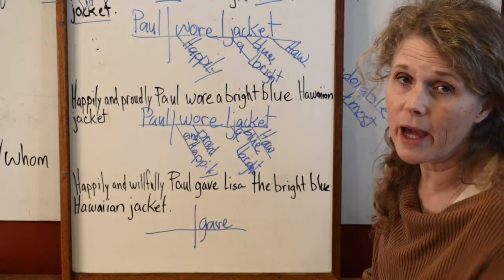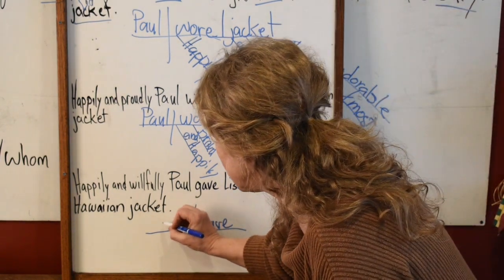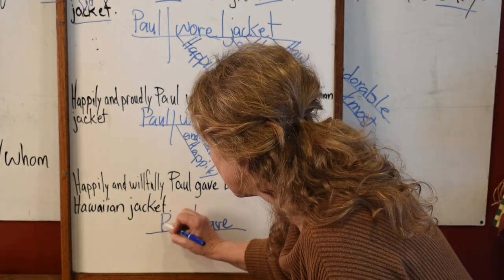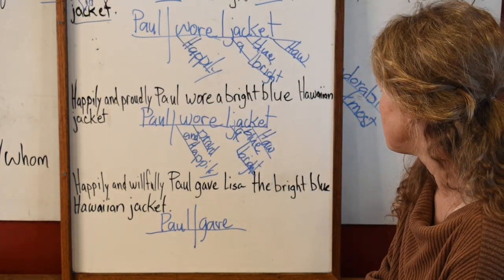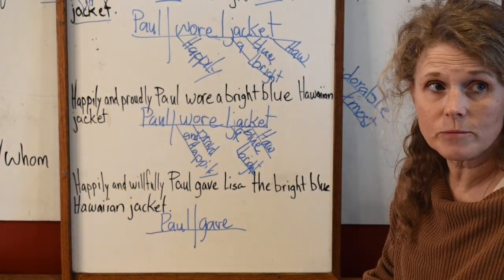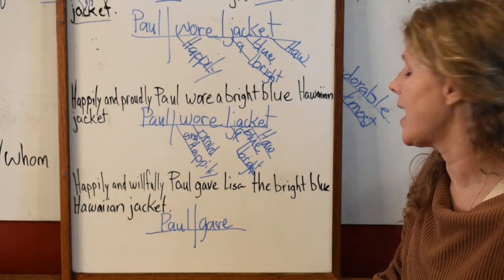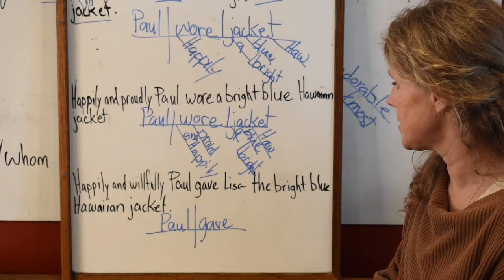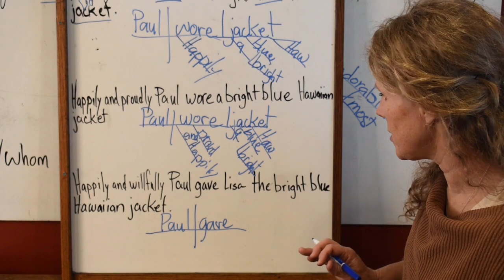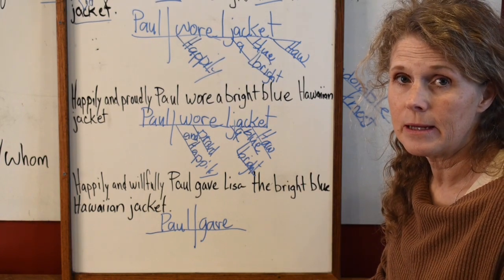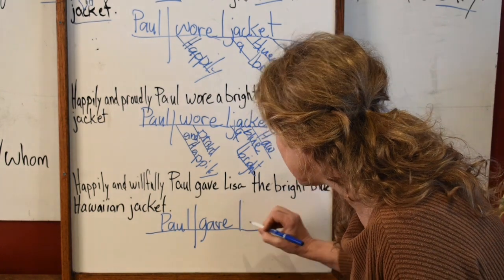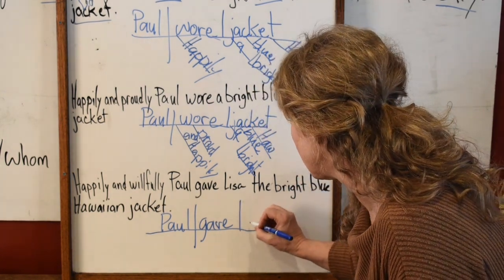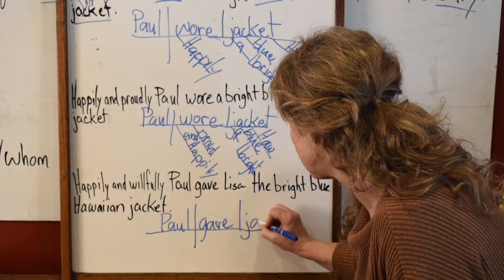So who gave? Paul. Paul did the giving, right? Okay, so now we have a direct object that is receiving the action of the verb. What is it? Lisa. What's being given? Jacket. The jacket's being given, so that is your direct object.